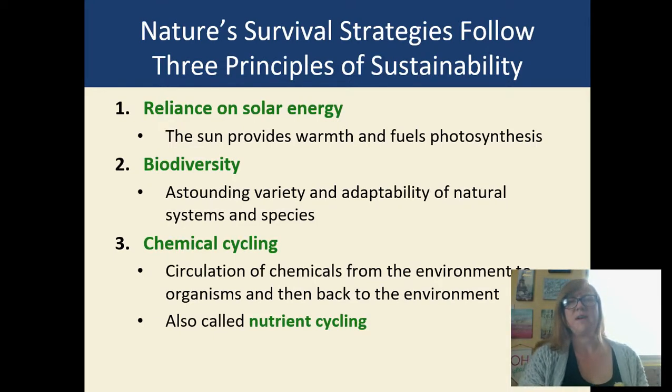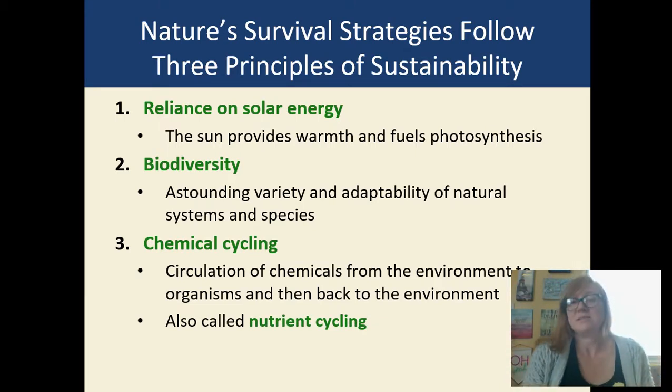So nature's survival strategies follow these three principles of sustainability. Reliance on solar energy. The sun provides warmth and fuels photosynthesis, which is then going to fuel all the energy that we have. Biodiversity. If you remember from biology, there's so much variety and adaptability of these natural systems of species. You probably spent time talking just about adaptations.